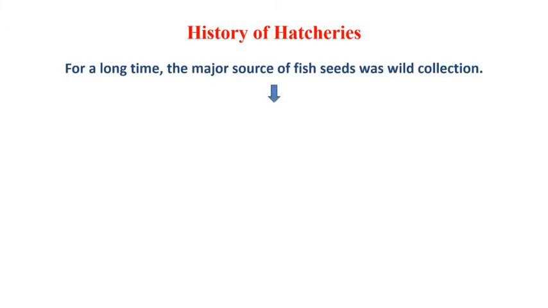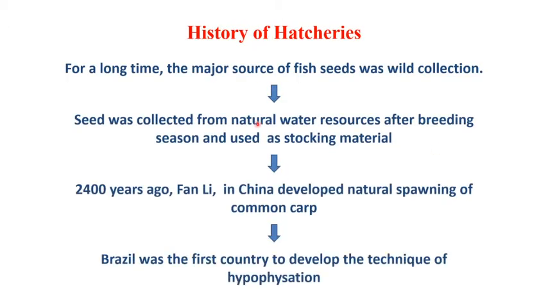Let us learn about the history of hatcheries. For a long time, the major source of fish seed was wild collection from natural sources. Seed was collected from natural water sources after the breeding season, and it was used as stocking material for growing the fishes. 2400 years ago, Fan Li in China developed natural spawning for common carp.